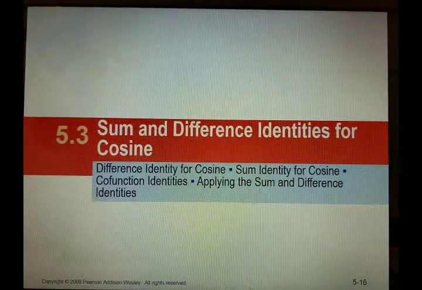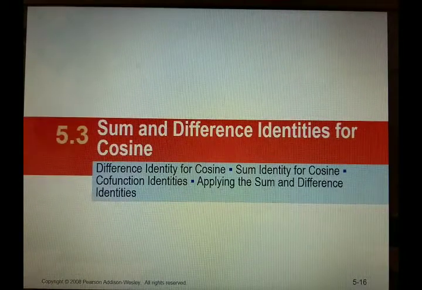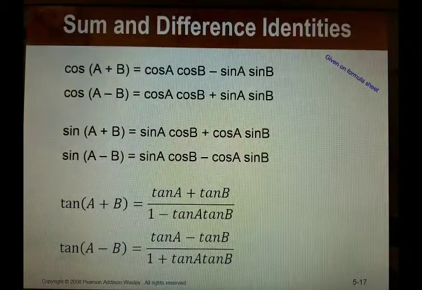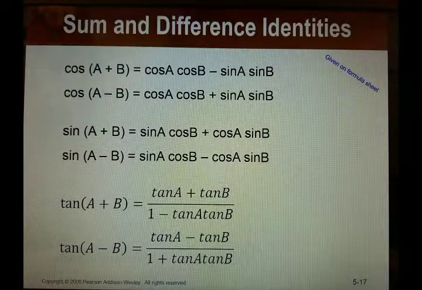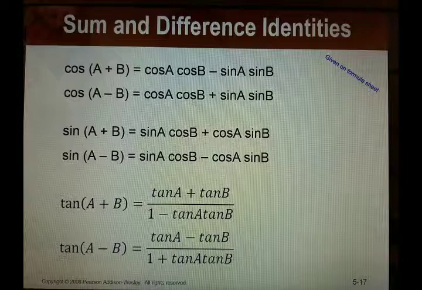All right, lesson 5.3 in college trig. There are sum and difference identities for the cosine function. These formulas will be given to you on a pink sheet. Today we're only going to learn about how to use the first two formulas on this list.